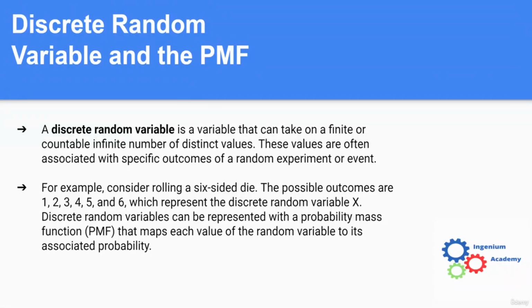A discrete random variable is a random variable that only takes on a finite or countably infinite number of distinct values. We should be able to count the number of outcomes often associated with the outcomes of an experiment. And we've already talked about discrete random variables. We talked about two cases.